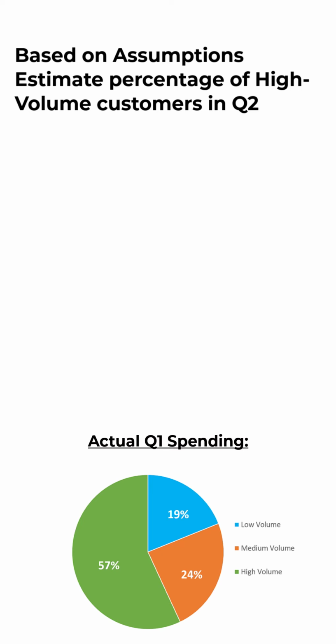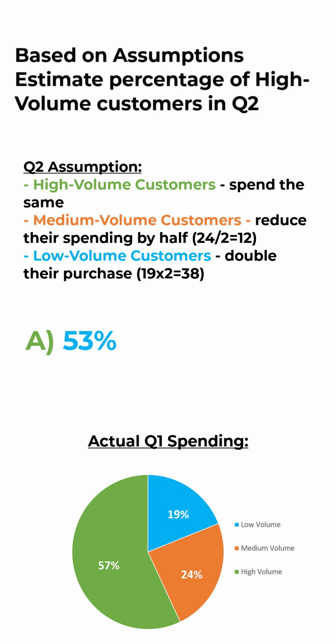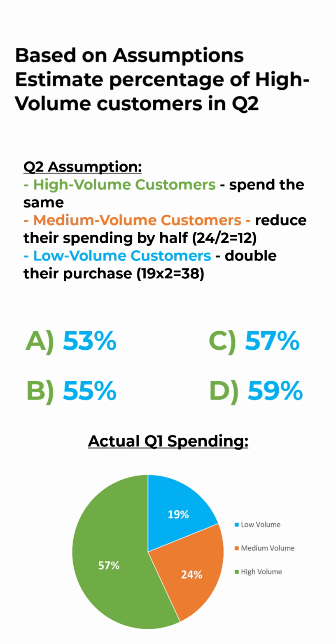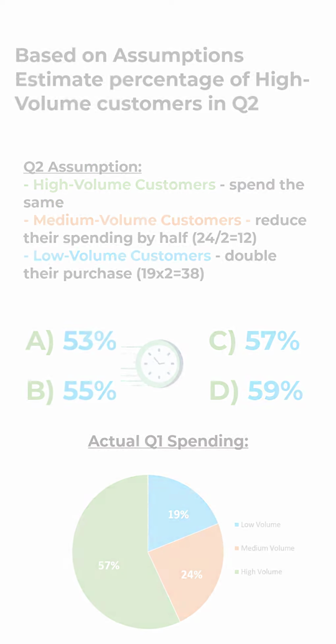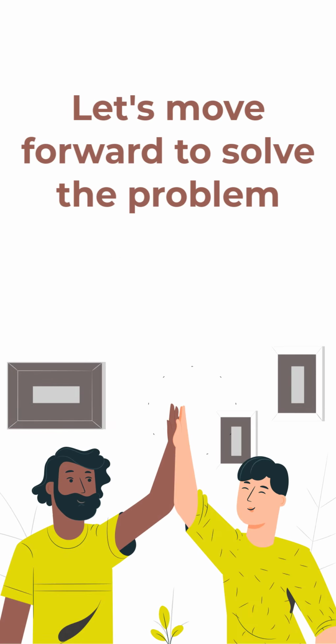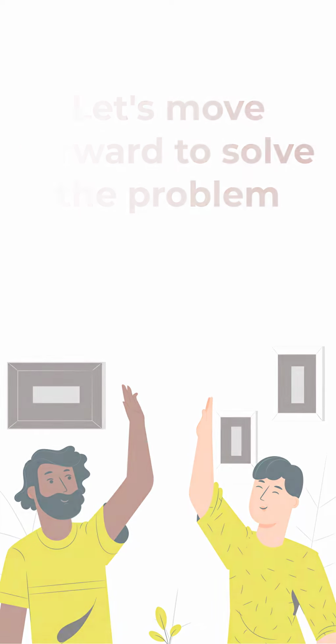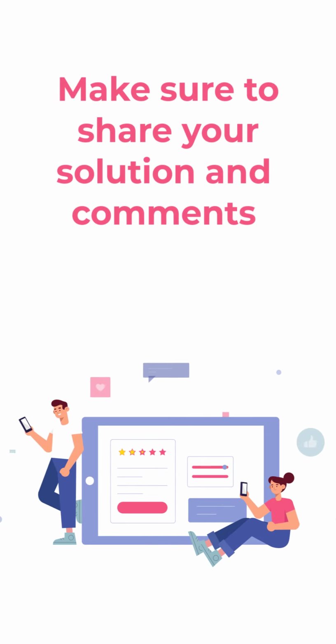There are 4 different choices. Choice A, 53%, choice B, 55%, choice C, 57%, and then choice D, 59%. Do you see the answer? See if you can pause this video to give yourself a little bit of time, and maybe use a piece of paper and calculator, unless you can do all the calculations in your head. Ready or not, I am going to move forward and explain to you my version of the solution. And obviously, if you see a better way of solving this challenge, please make sure to share in comments.